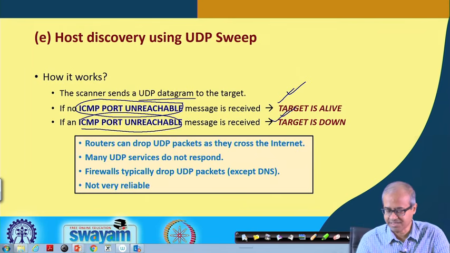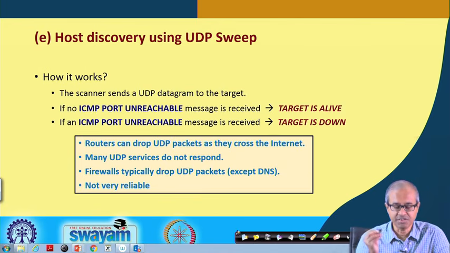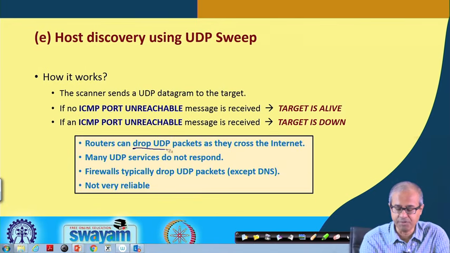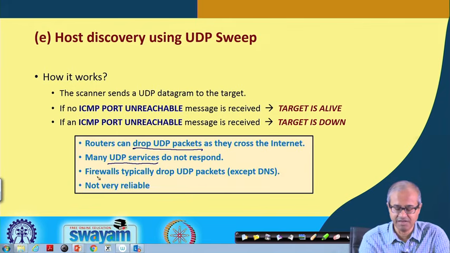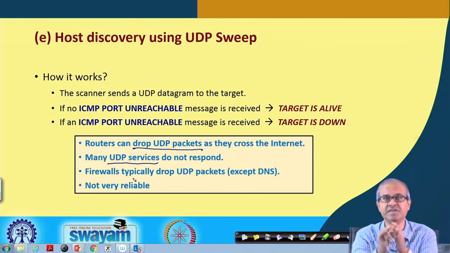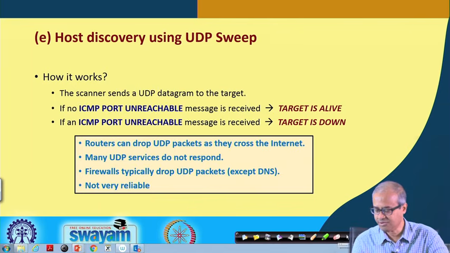But the problem is that this is again not reliable, because many routers can drop UDP packets when they cross network boundaries from one network to another, and many UDP services do not respond with these ICMP port unreachable messages. So, this is not a very reliable way to discover a host, and similarly firewalls drop UDP packets, because UDP packets are meant to be used inside a network only, not outside the network. So, this is not very reliable.